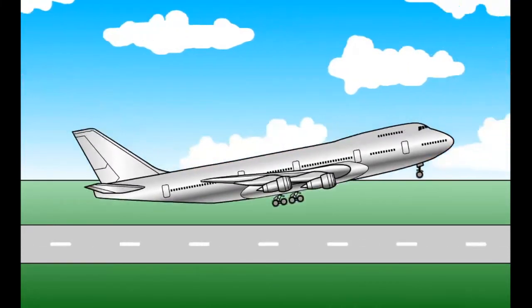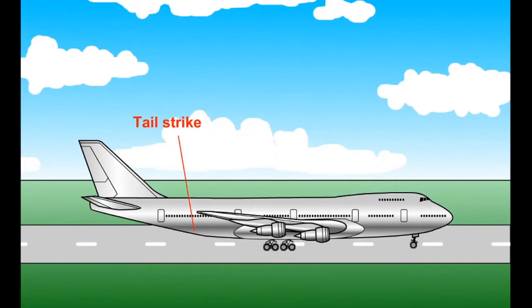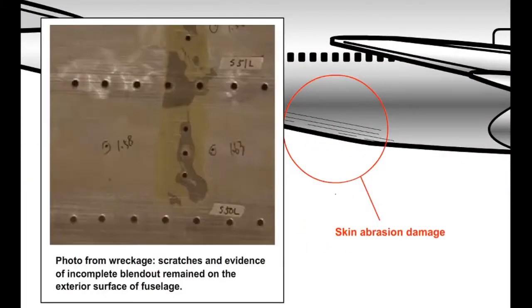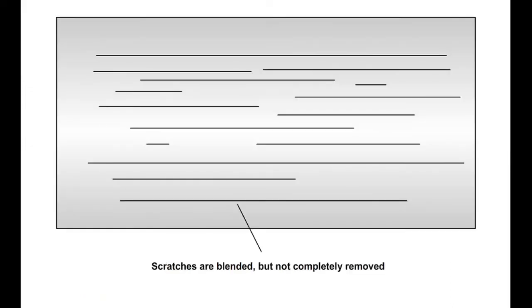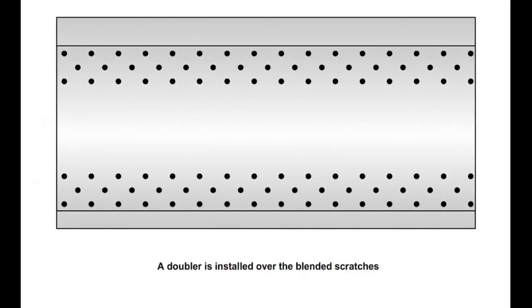In this tailstrike event, the lower lobe of the aft fuselage contacted the runway, resulting in scrapes on the fuselage skin. The scratches are blended out, but not completely removed. The repair doubler was then installed on the exterior fuselage skin, covering up the scratches.